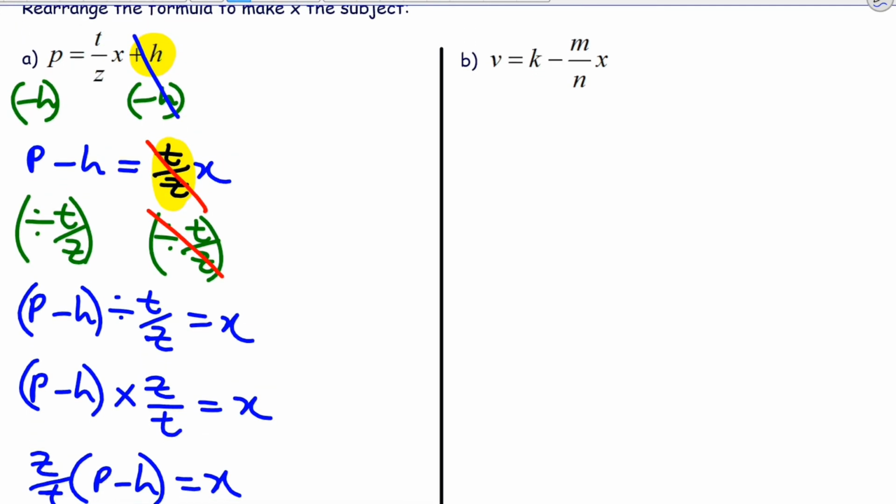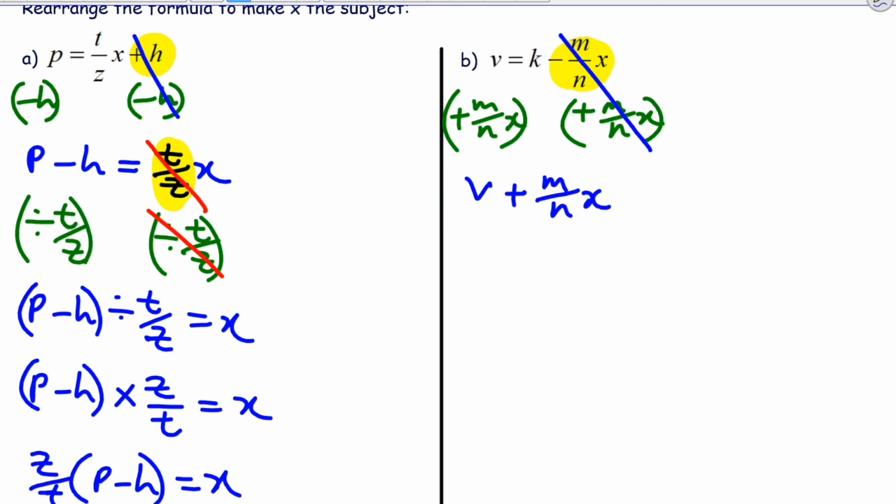We can apply the same process to b. So the first step will be, because we have negative x, we can start by adding on each side m over n x, so that we can end up with a positive x term, right? Because this is a negative term, we need a positive term, we can easily handle it. So we add m over n x on each side. And what we shall end up with is this will be equal to 0. It's just like negative 2 plus 2, you have 0. So we shall end up with v plus m over n x is equal to k.